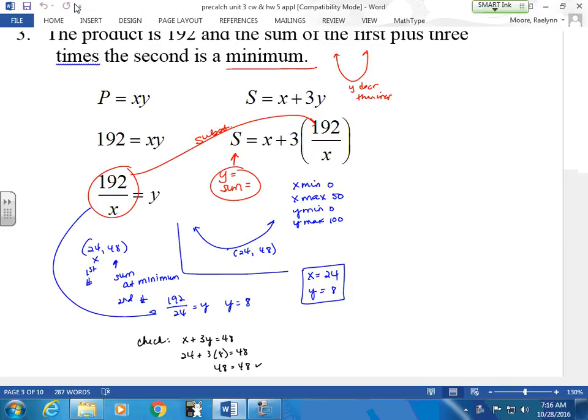For those of you that are a little confused, or for those of you that weren't here, we maximize and we minimize. Whatever we maximize or minimize is going into your Y1. Generally, we're minimizing a sum and we're maximizing a product. And you'll see why today. We kind of looked at it a little bit yesterday.